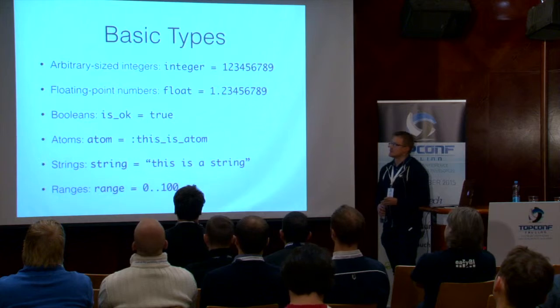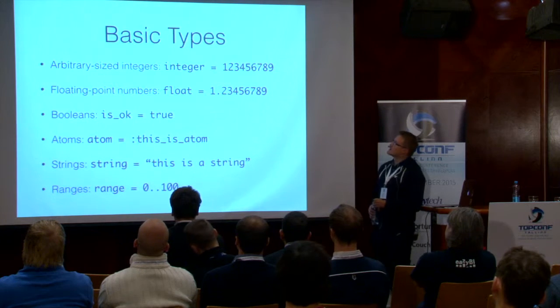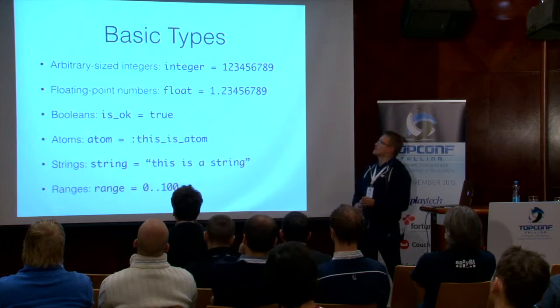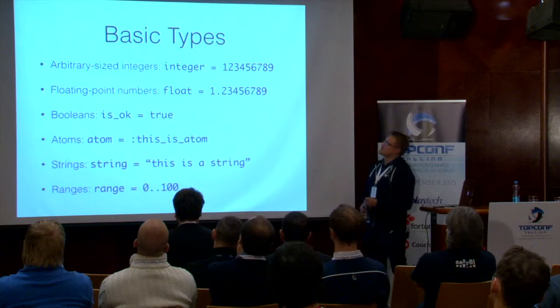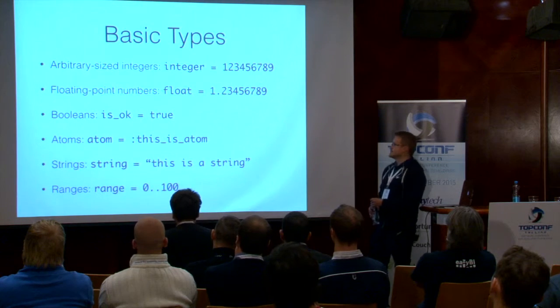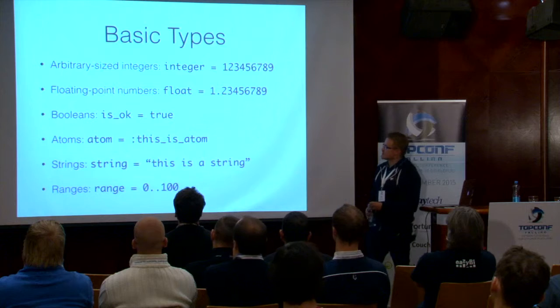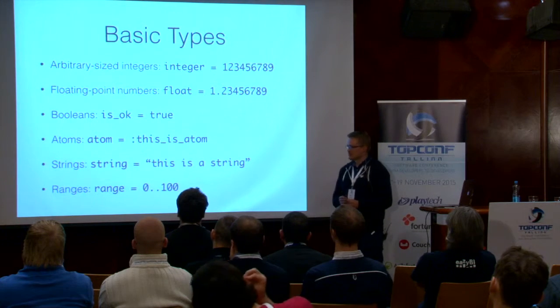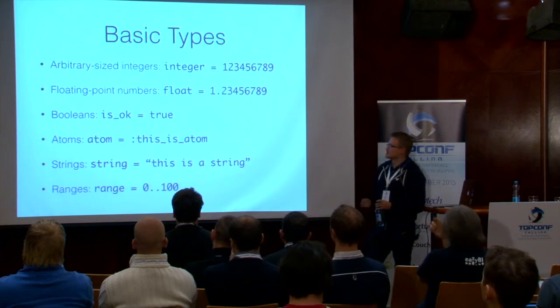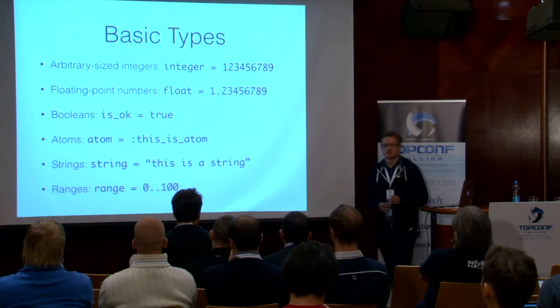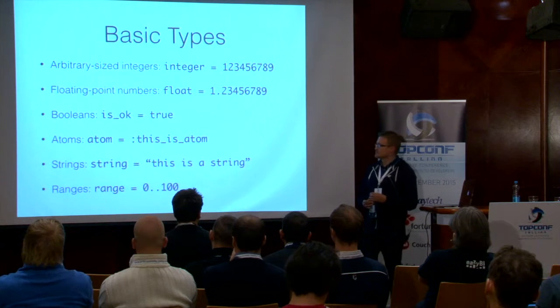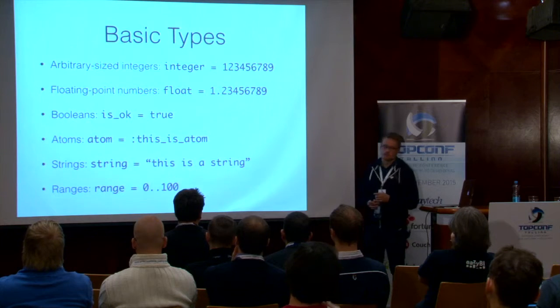Okay, so this is pretty basic stuff. Basic types we have in Elixir. We have integers, floats, booleans, strings, ranges, all this stuff. Probably the one to discuss a bit more is the atom, which is probably not that familiar data type.